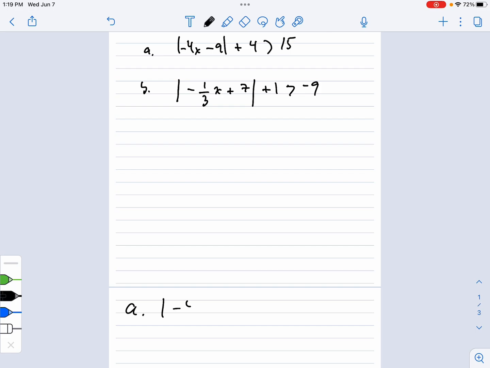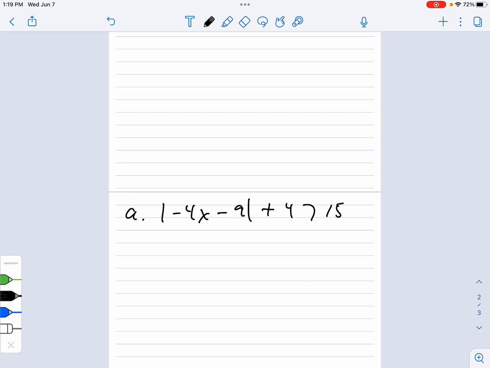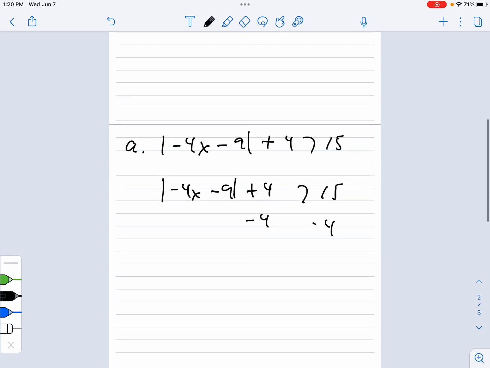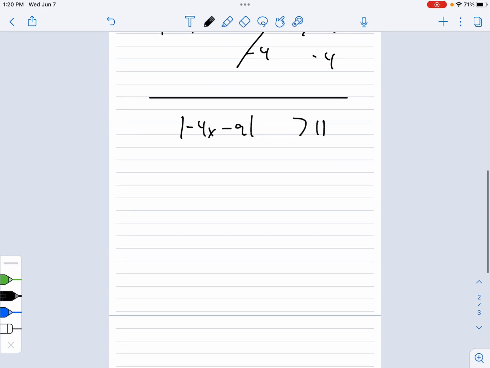So the first step, whenever you're working with, well, in general, any inequality, but with an absolute value, very important that you isolate the absolute value first. So I'm going to go ahead and subtract 4 from both sides here. Subtract 4. So that goes away. Then 15 minus 4 is 11. And on the left-hand side, we have our isolated absolute value.